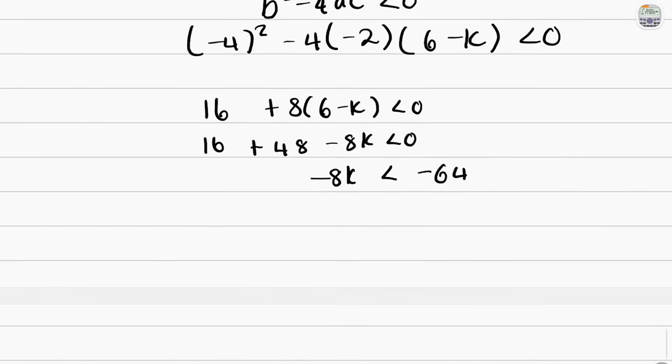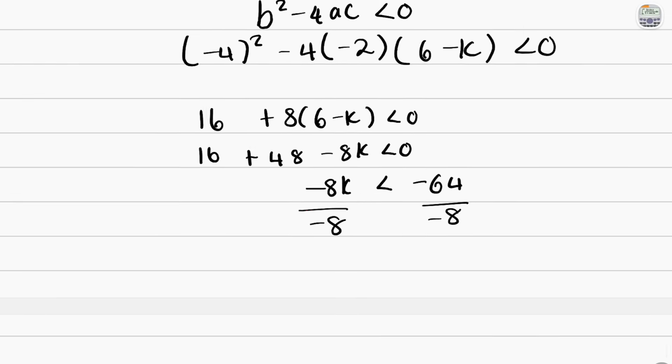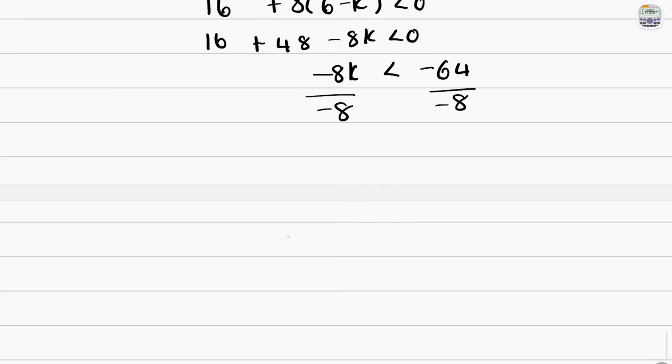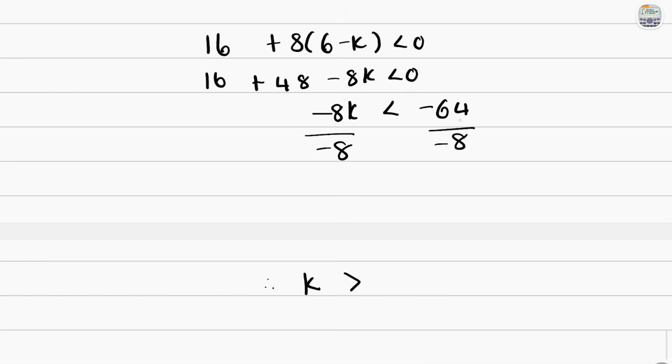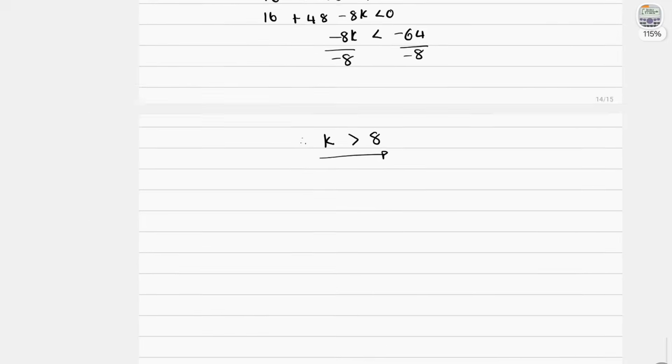Then we can divide both sides of this equation by negative 8. But remember what happens when you multiply or divide by a negative value? The sign will change. Okay, so divide both sides. K is finally, now it's not less than anymore. It's now greater than. So K is greater than 64 divided by 8 is 8. And that is our answer. K is greater than 8.